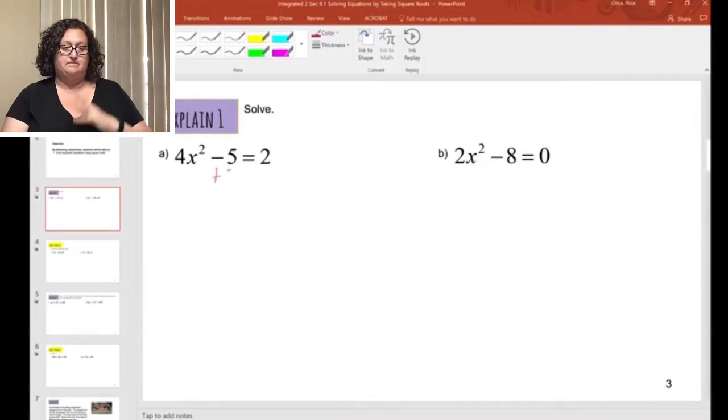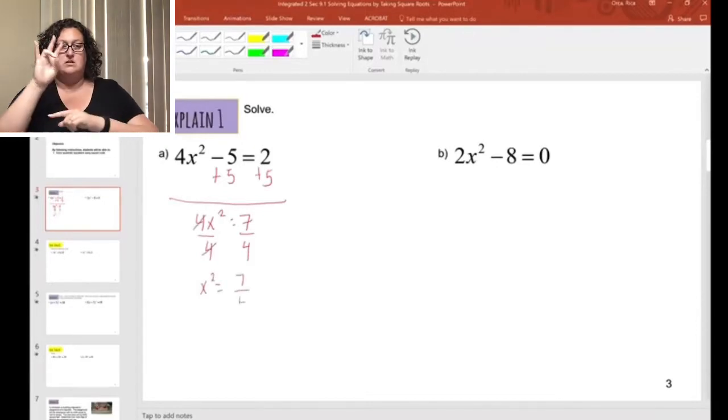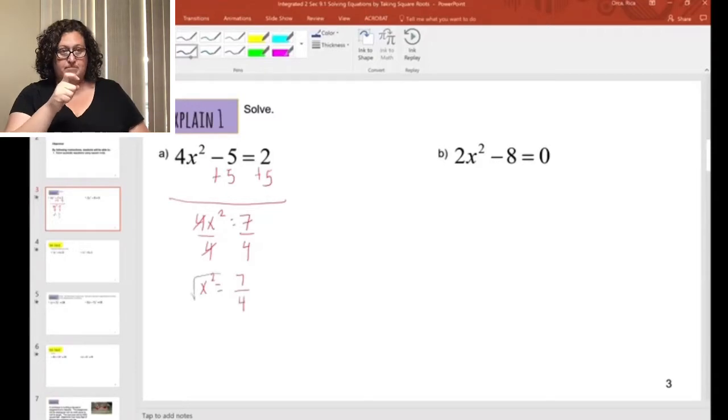Add 5 to both sides, and that's 4x squared is equal to 2 plus 5, which is 7. We want to isolate x, so let's divide both sides by 4. That's going to give us x squared equals 7 over 4. To get rid of the square, we need to take the square root of both sides.